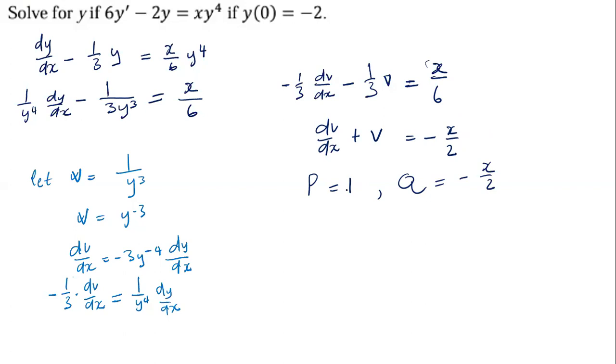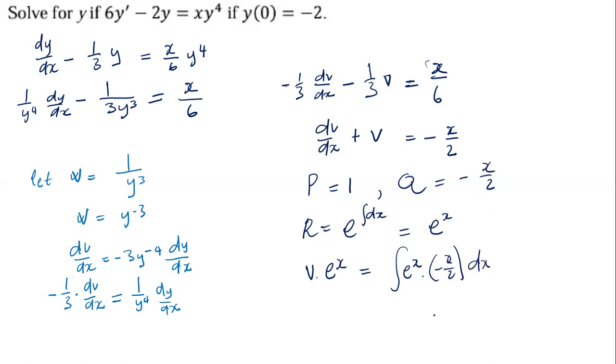Therefore, let us determine the integrating factor and say R is equal to e to the power of the integral of P, which is 1, dx. And therefore, we have e to the power of x. When we integrate dx, we bring x back, right? Therefore, we know that our dependent variable, which is v, multiplied by the integrating factor, which is e to the power of x, is equal to the integral of the integrating factor, e to the power of x, multiplied by q, which is negative x over 2, dx.